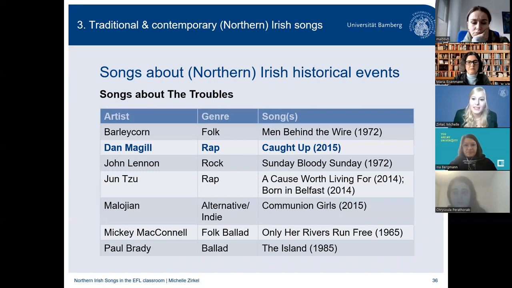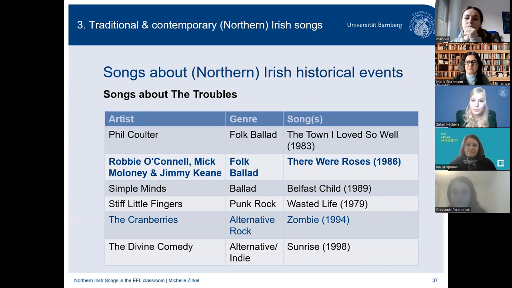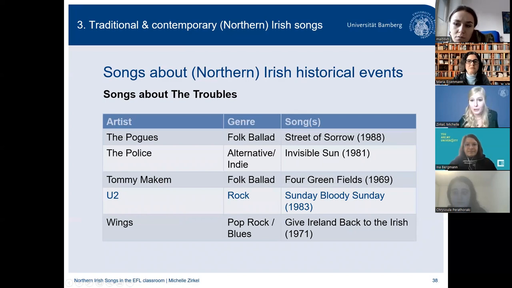Now, there are quite a few songs about the Troubles, which also shows how traumatizing all of this was. And we're going to listen to some of them in a few minutes as well, and most notably Caught Up by Dan Magill, a rap song. Dan Magill is also from Belfast. And you might also be familiar with Zombie. We've just listened to the song as well. And we're going to take a closer look at There Were Roses by Robbie O'Connor, Mick Maloney, and Jimmy King. And of course, the list goes on and on. There are so many of them. You might also be familiar with Sunday, Bloody Sunday by U2.